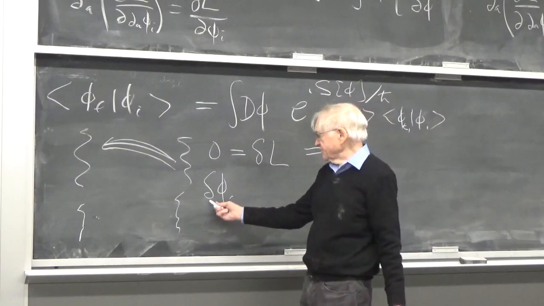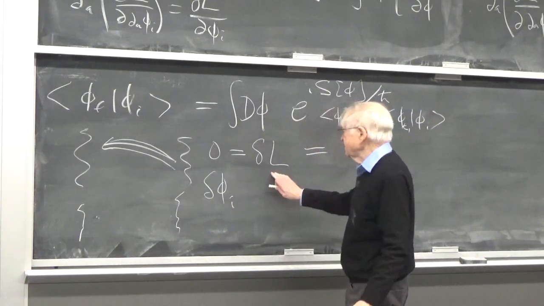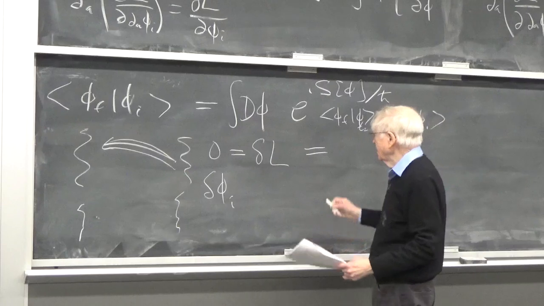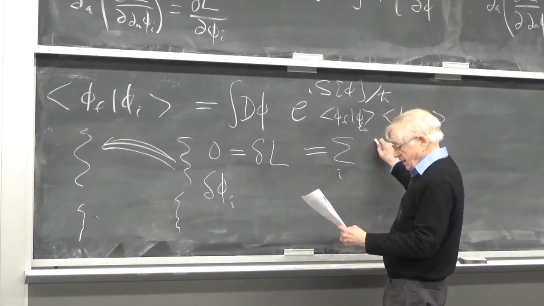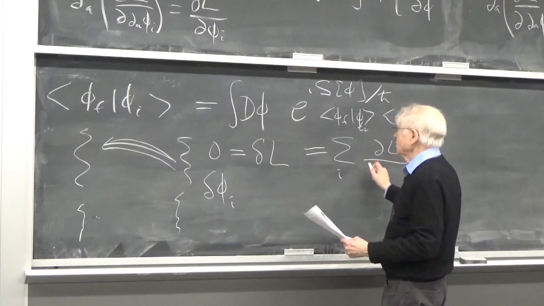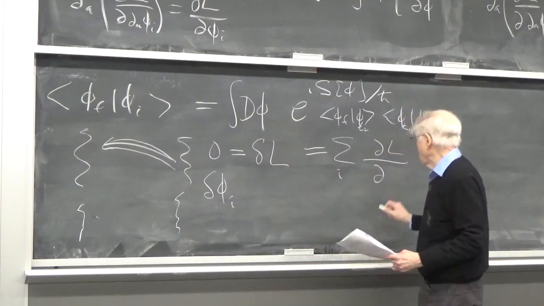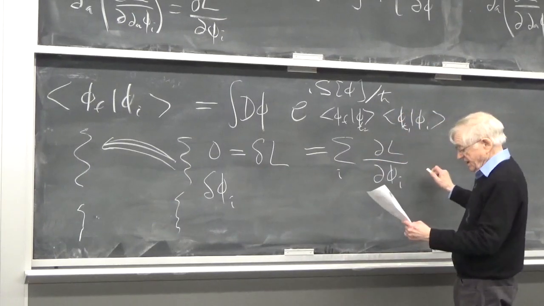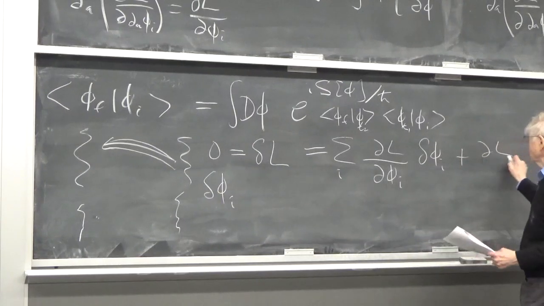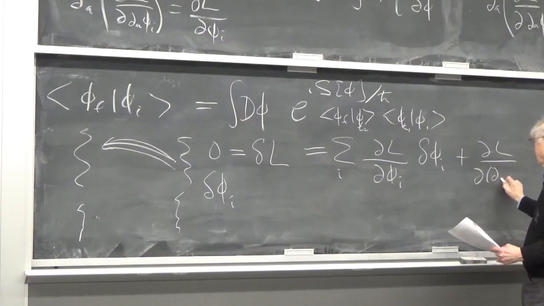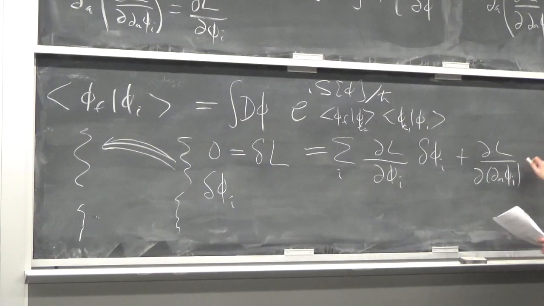So let's suppose you have some change in the fields that doesn't change the action density. Then that means that the sum over the fields of the partial of the Lagrange density with respect to phi_i times the change in phi_i, plus the partial with respect to ∂_A phi_i times the change in ∂_A phi_i, is 0.